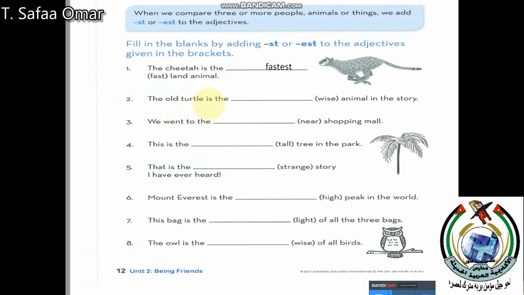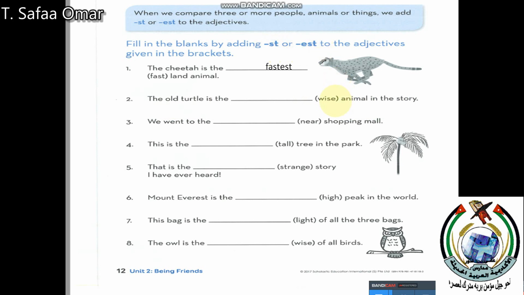Number 2. The old turtle is the animal in the story. The adjective is wise, and we said that wise means حكيم. So wise: the old turtle and all the animals in the story. راح أقارن بين التيرتل and all the animals in the story. بقارن واحد مع مجموعة. So wise راح أضيف لها صيغة التفضيل إما ST أو EST.